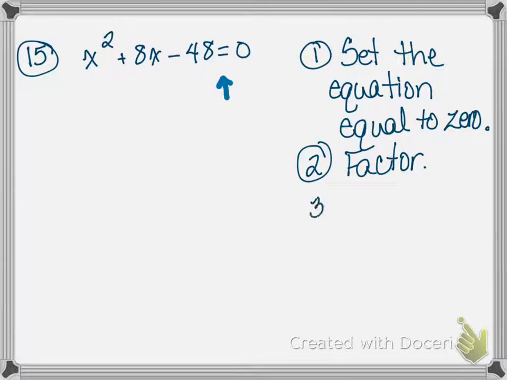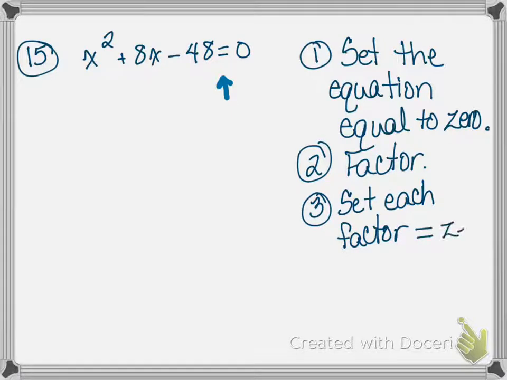The third thing that you do is you set each factor equal to 0. So you set the entire equation equal to 0, then you factor the trinomial or polynomial that you have, and then once you have it broken down into factors, you set each factor equal to 0 and you solve. And at that point, you have the solutions, and you can have multiple solutions. So let's look at the first one that we have right here.